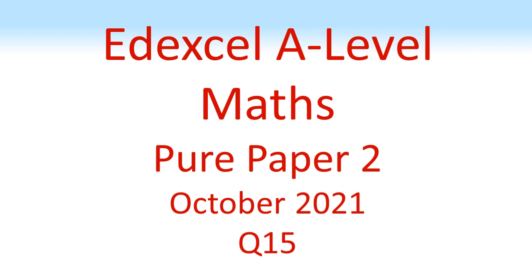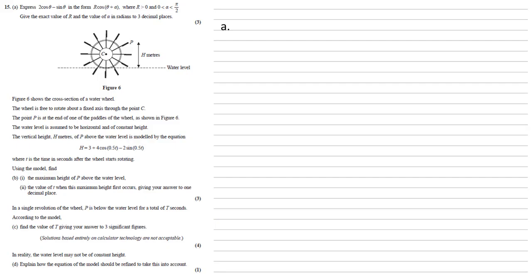Edexcel A Level Maths, Pure Paper 2, October 2021, Question 15. Express 2 cos theta minus sine theta in the form r cos(theta plus alpha), where r is larger than 0 and alpha is between 0 and pi over 2. We need to give the exact value of r and the value of alpha in radians to 3 decimal places.